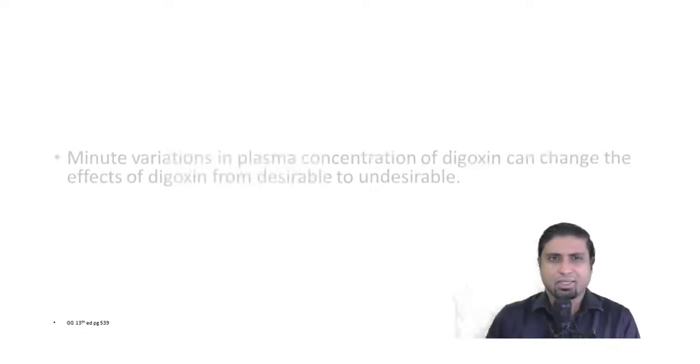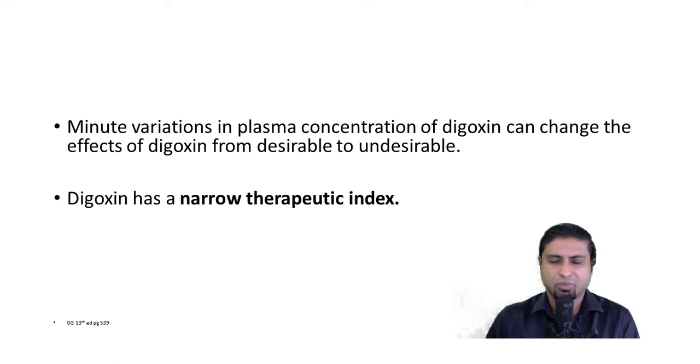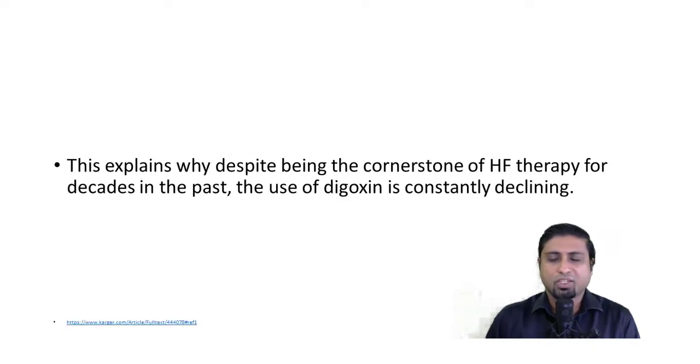So it's clear that minute variations in the plasma concentration of digoxin can change the effects of digoxin from desirable to highly undesirable. In other words, digoxin has a very narrow therapeutic index. The therapeutic index of digoxin is around 2. This explains why, despite being the cornerstone of heart failure therapy for decades, in the recent past the use of digoxin is constantly declining.